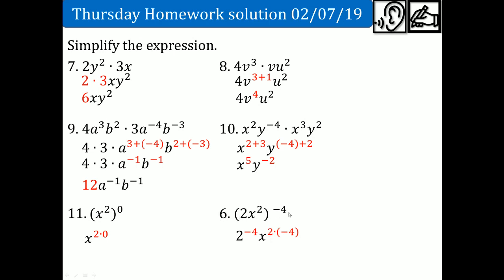The negative 4 is distributed to each term. So 2 to the negative 4 power, x, right? And it's 2 times negative 4, so nothing changes. 2 to the negative 4 power, and x is to the negative 8 power. How do I get the negative 8? It comes from the negative 4 times the 2, as the exponent of x. So this is really number 12. But there you go. Those are all your homework solutions.